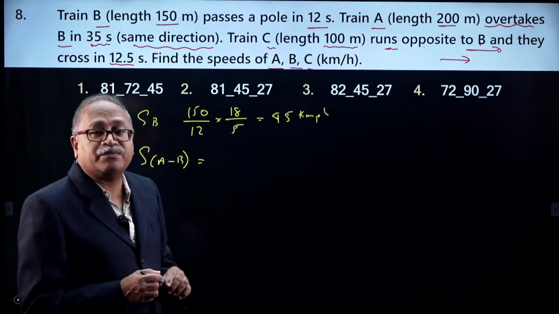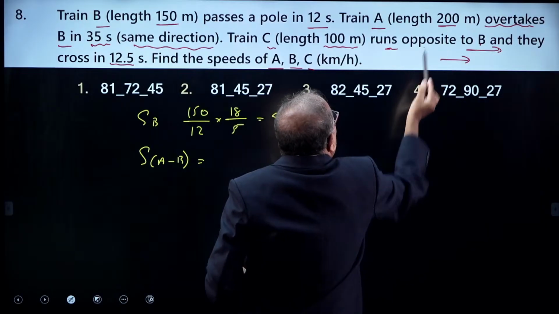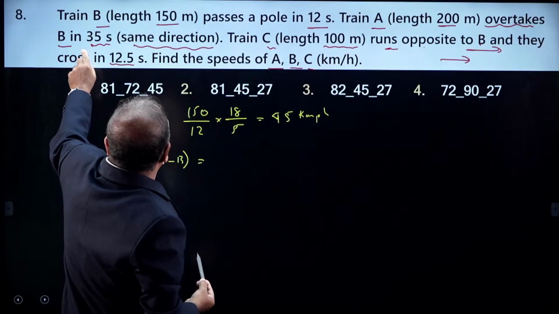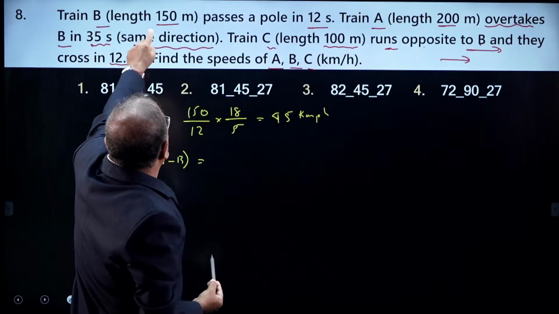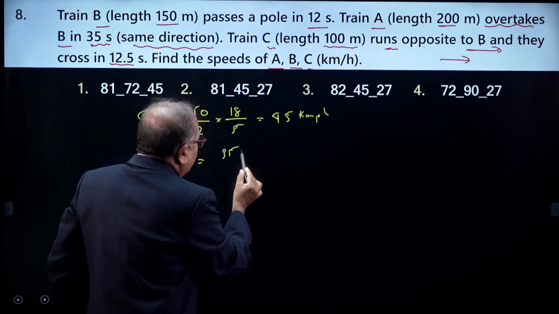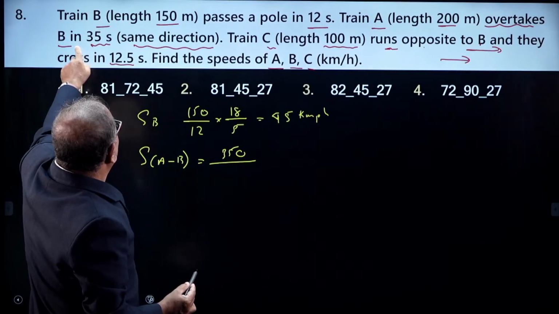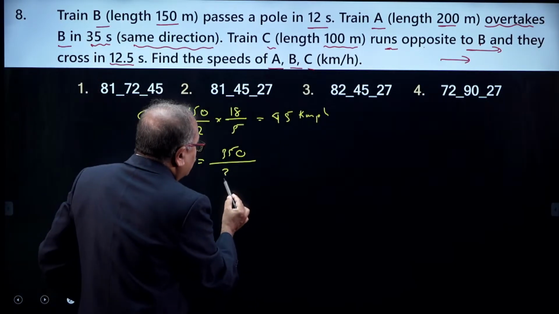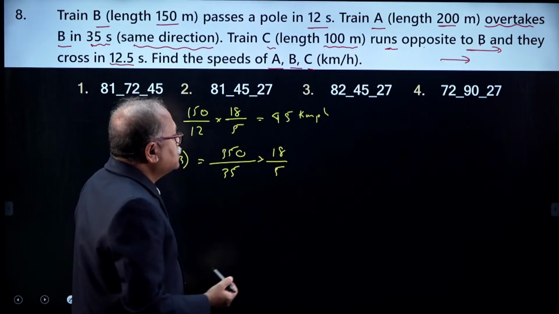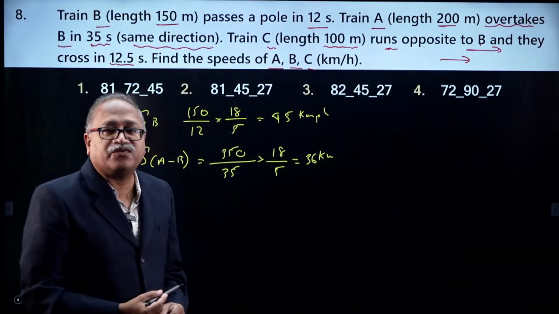Then what is the speed of A minus B? A's length is 200 meter, and B's length is 150, that comes to a total of 350. And how much time does it take to overtake? 35 seconds. So 350 by 35, into 18 by 5, comes to 36 kilometer per hour. That is the speed of A minus B.